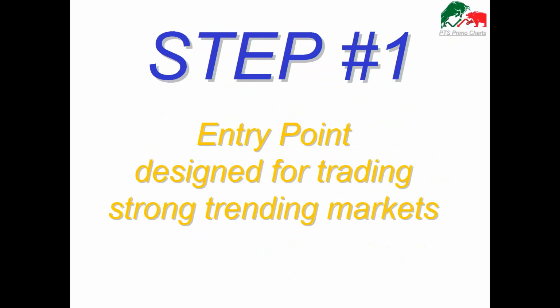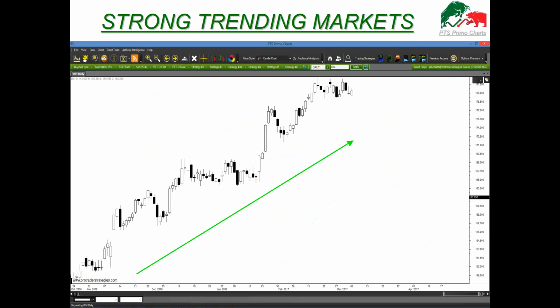This is an entry point designed for trading strong trending markets. These are continuation trading markets. So, for example, we look at a strong trending market right here. This is IBM from November coming into March and April of this past year. All right. Obviously, we were in a very strong trending market. Where do you get in, though?